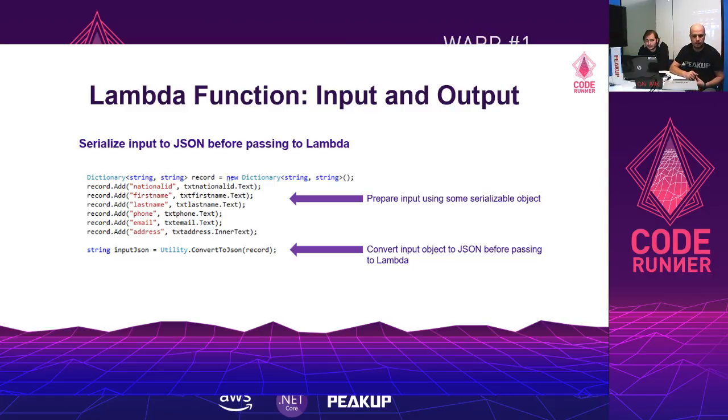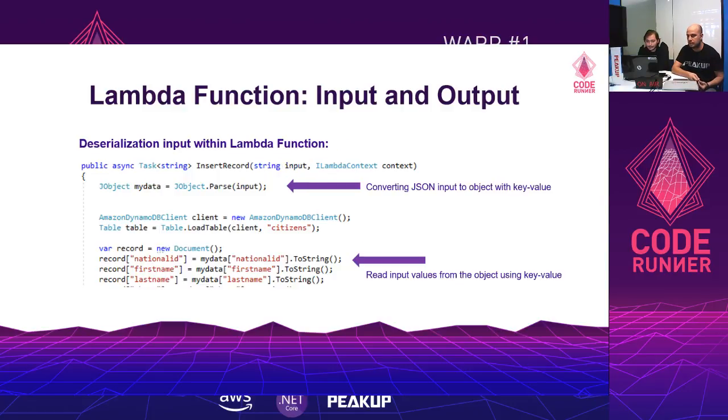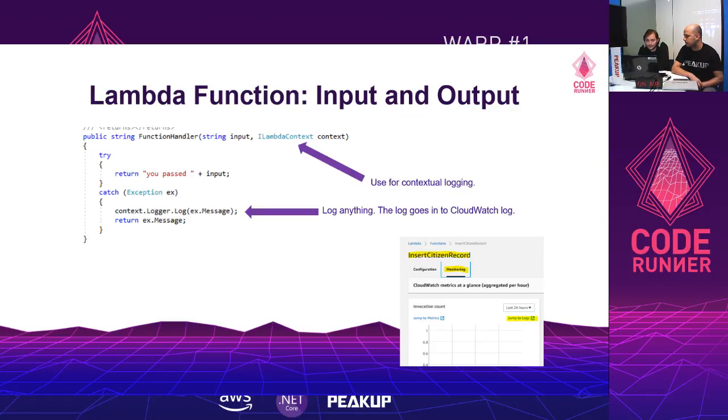So we see serializing the input for the request to the Lambda. This code creates a dictionary, adds keys and values to it, and makes that JSON to call the Lambda. And when you receive that JSON, you can parse it using, as we said before, Newtonsoft.Json, and use that object in that function.